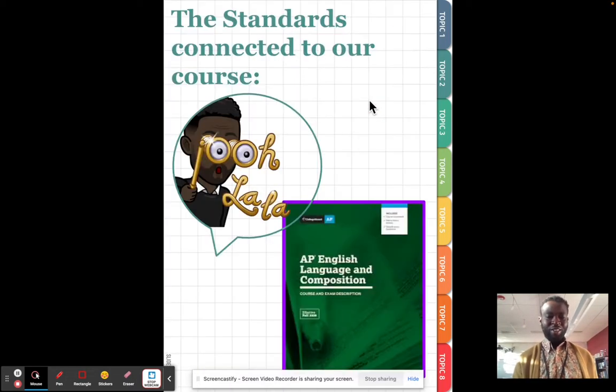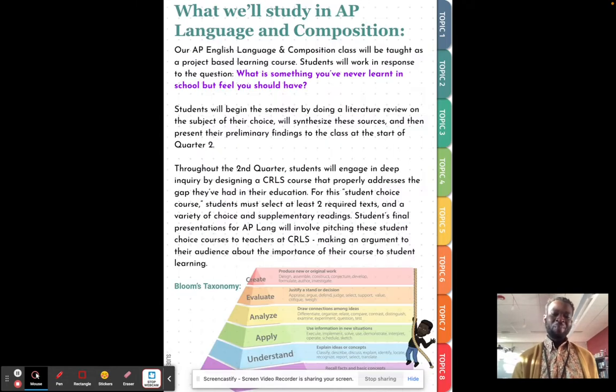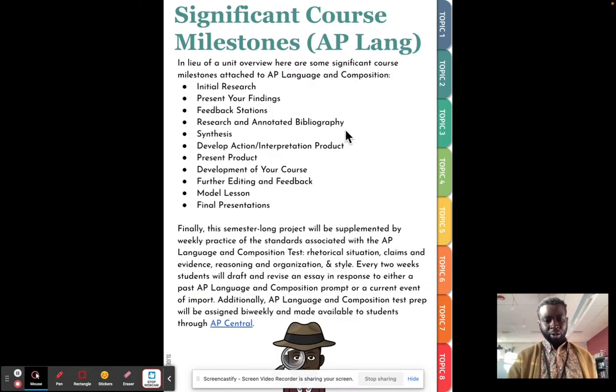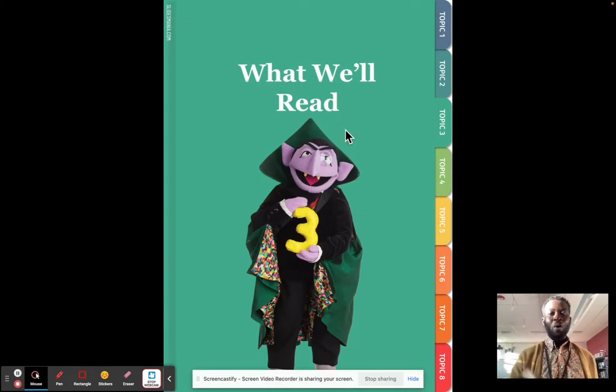There are standards connected to the course. They're from the College Board. One major thing to know is that this course is sort of structured around a project called the Reschool Project, where students are thinking about a subject that they haven't yet learned a sufficient amount about in their schooling experience and sort of educating themselves about that topic and eventually proposing a change to curriculum in Cambridge Public Schools that might address that need. And you can read more about the project in the syllabus. There are milestones for these projects. I won't get into that.